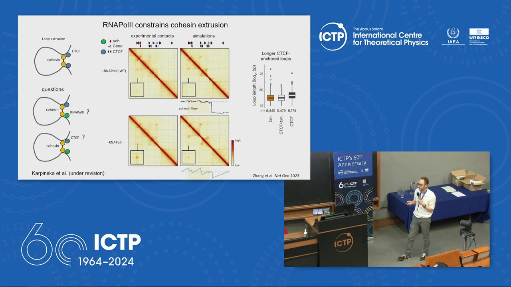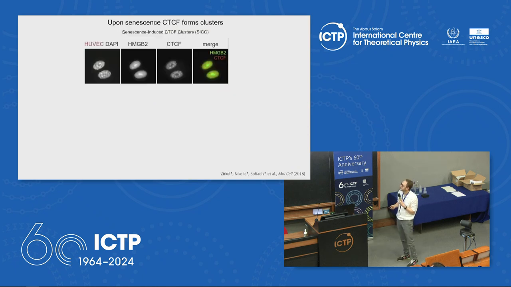But what I wanted to actually tell you about is phase separation in senescence. Normal wild-type cells in the proliferative state replicate, but when they enter the replicative senescent state, they start to replicate less and less and go into a quiescent state.